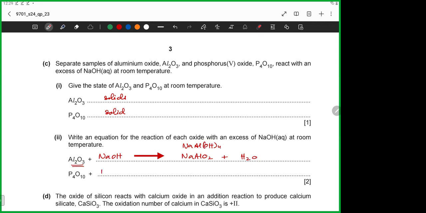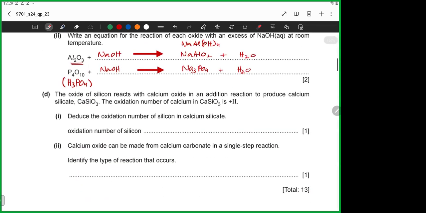And what happens when P4O10 reacts with NaOH? What is produced? Remember P4O10. Na3PO4. Yeah, it's going to produce Na3PO4 plus water, because remember P4O10, when it mixes with water, it forms phosphoric acid. So you're basically thinking of a reaction with phosphoric acid.